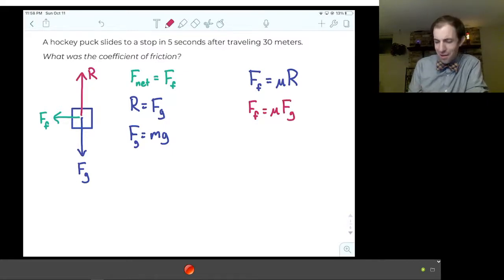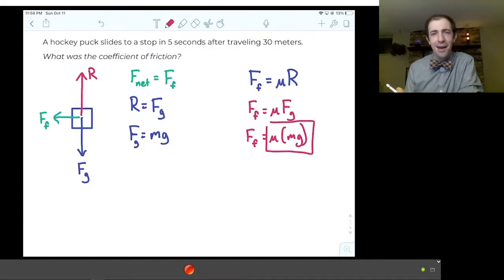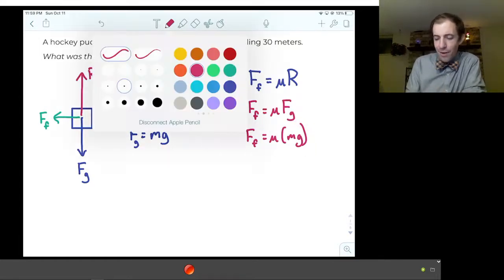And to go a little farther, I can say, no, FF is equal to mu times mass times gravity. Now that is true on this left-hand side, or on the right-hand side here. And that takes us to a much simpler value that's using these simpler values. I can also do the same sort of thing on the other side.